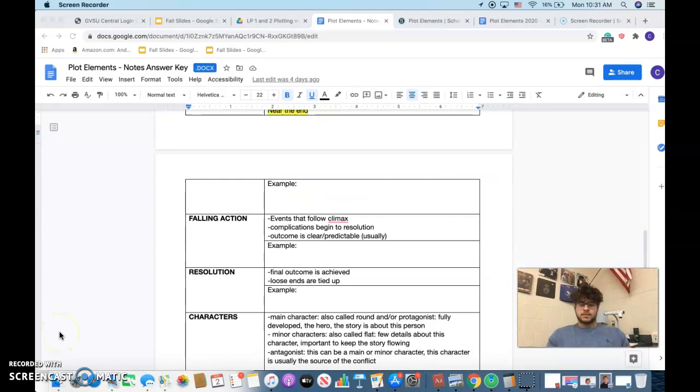Then we have events that follow the climax, which is falling action: complications begin to resolve, outcome is clear, predictable, and then we have the resolution, which is the final outcome is achieved, loose ends are tied up. So I want you to think about, again, if I use Avengers for example, the falling action would be when the town is saved. New York City's saved, but there's still wreckage and there's still a lot of damage. But then the resolution is that they actually create the Avengers building.